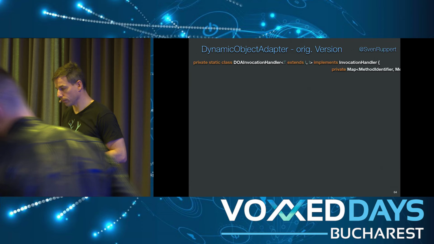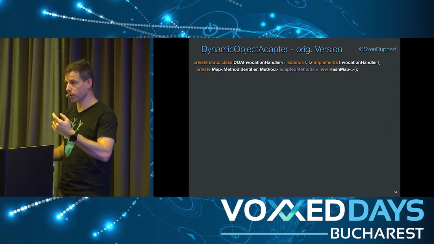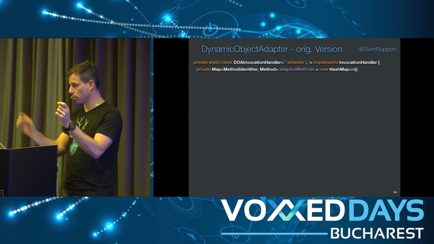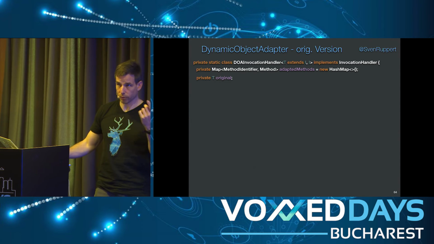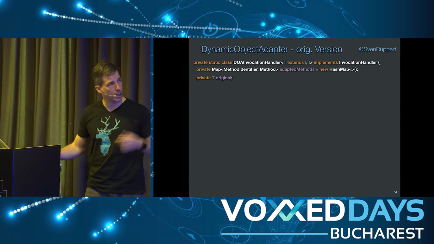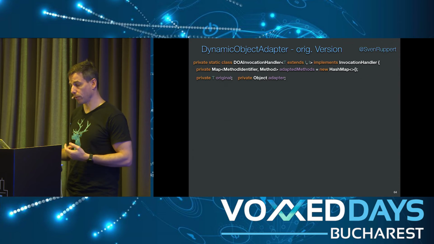I want to invoke something. I hold a map with key-value pairs, a key to a method reference, or a reference to a reflection method. I have the original. I have something I want to delegate sometime through.